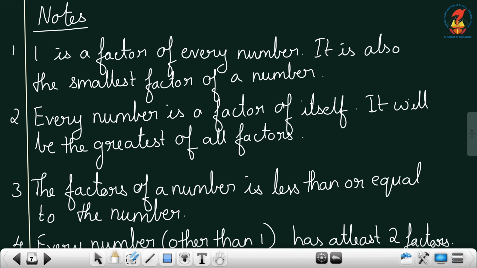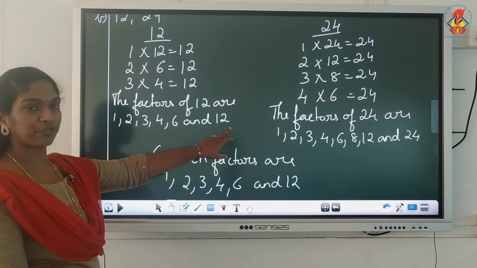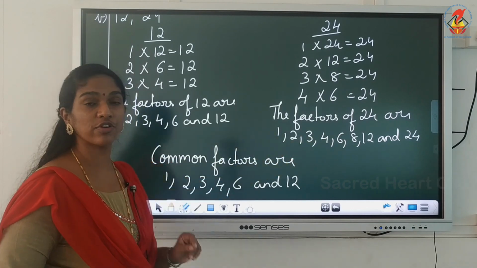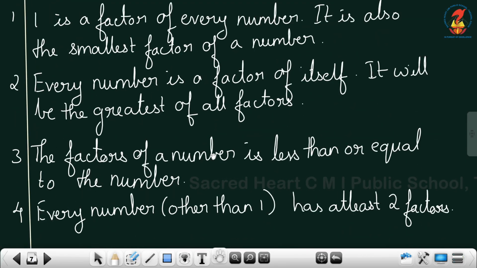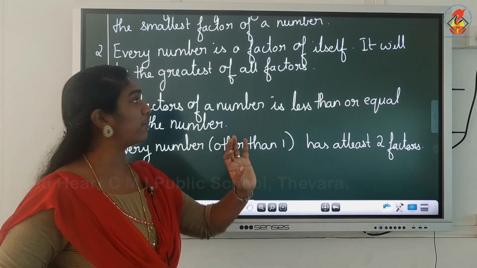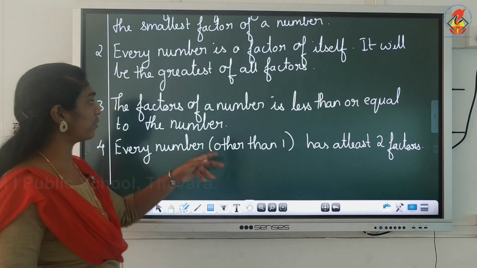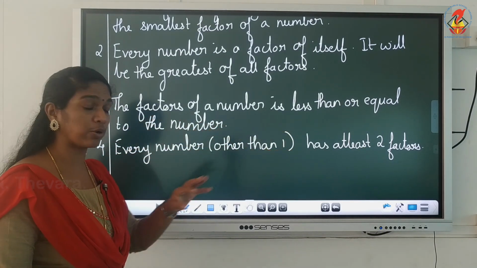Also, they are telling one more thing in that. It will be the greatest of all the factors. Check this example. See, 12. 12 is the greatest of all the factors. 24. 24 is the greatest of all the factors. Third point, the factors of a number are less than or equal to the number. We said every number is a factor of itself and it is the greatest of all the factors. So from that it is understood the factors of a number are always less than or equal to that number.